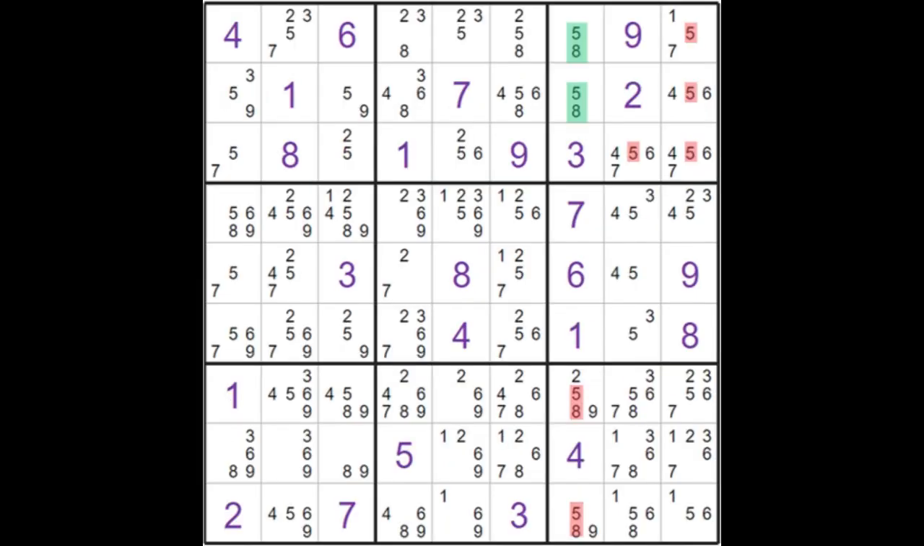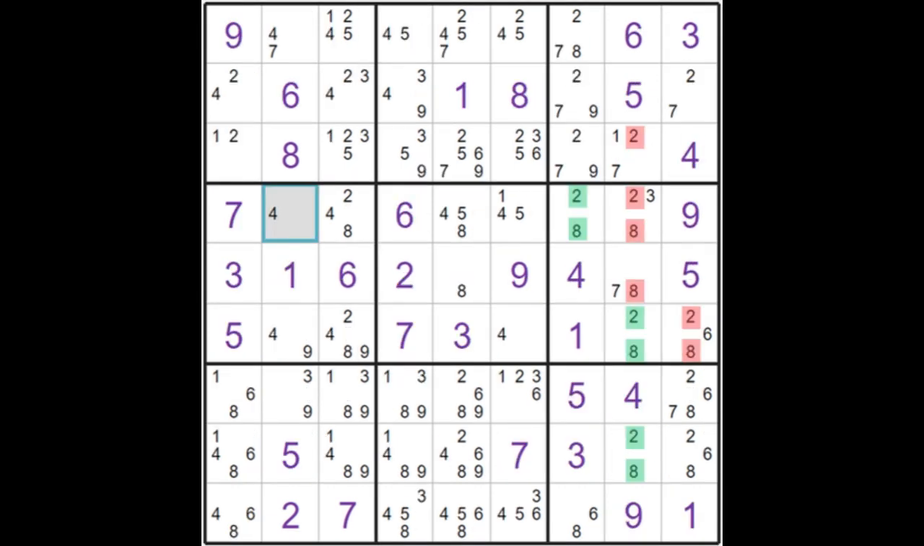In this example, you'll notice we have the numbers 5 and 8 in 2 cells in the 3rd cell block. I've highlighted the numbers in green. Doubles will always look like this, where only 2 cells have 2 options in the same row, column, or cell block. All the numbers I highlighted in red can now be eliminated since we know in this column and cell block only the numbers 5 and 8 can go in the first 2 cells.